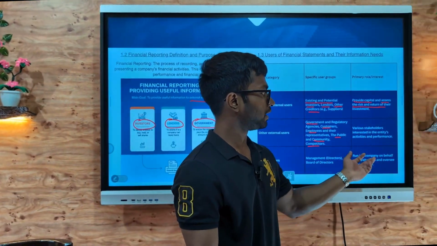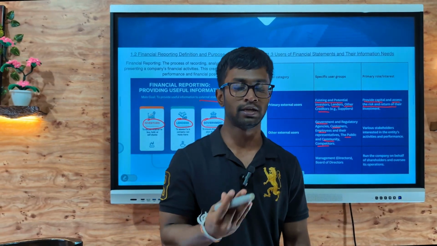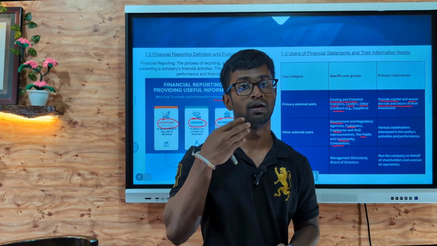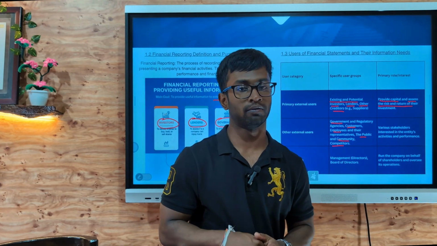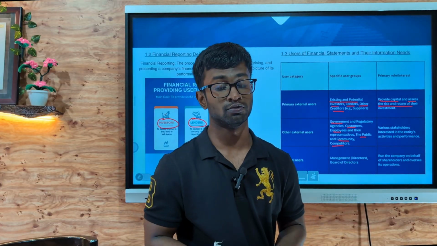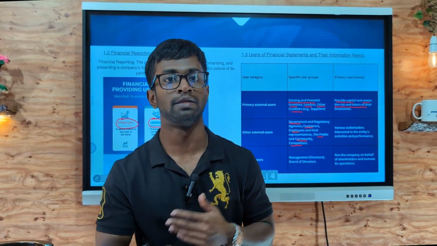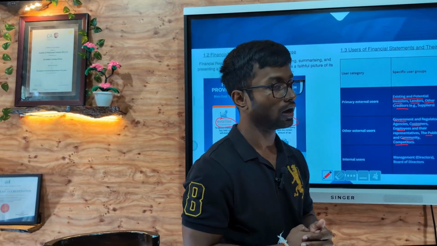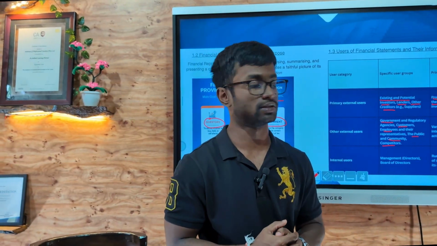So they are also interested in the business. Government is interested to earn tax revenue. Competitors are interested to see how well the competition is, to compete with our business or whatever the business organization. The public is also interested to see whether they are providing something to the community, whether the business is doing community services. Okay, so due to those reasons, the other external users are interested in a business.